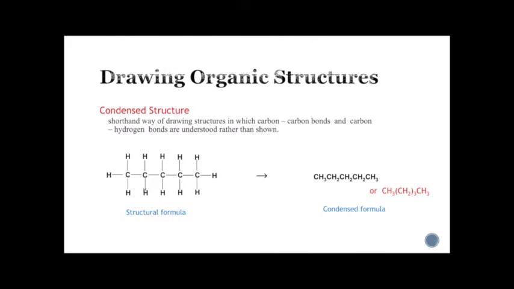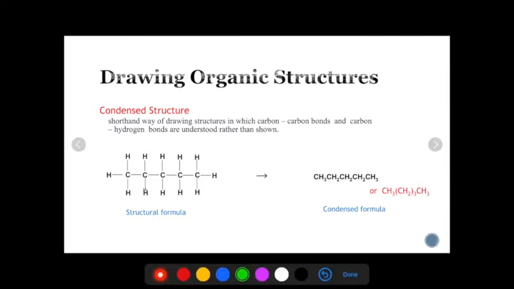The condensed structure is just a shorthand way of drawing the structure of the molecule. You can see I have the structural formula there, and then I took it and condensed it. Instead of drawing the single bonds, we just assume the single bonds. So here at the end, it does look like this, but instead of showing the single bonds, we show it just CH3. The hydrogens are all connected to the carbon, but we need to remember that the carbons are connected to each other here with a single bond.